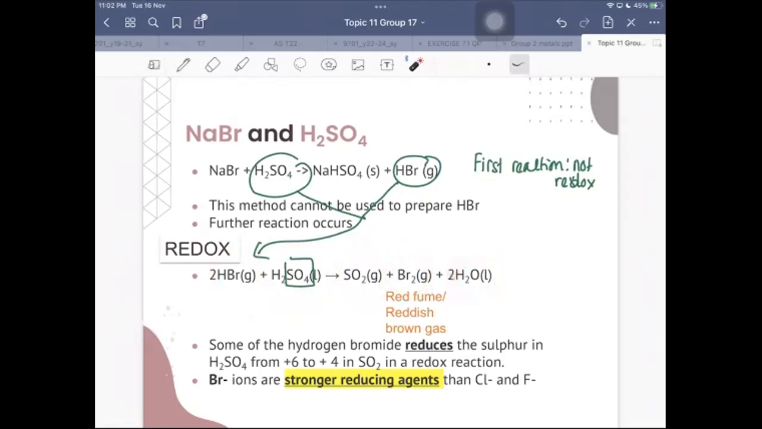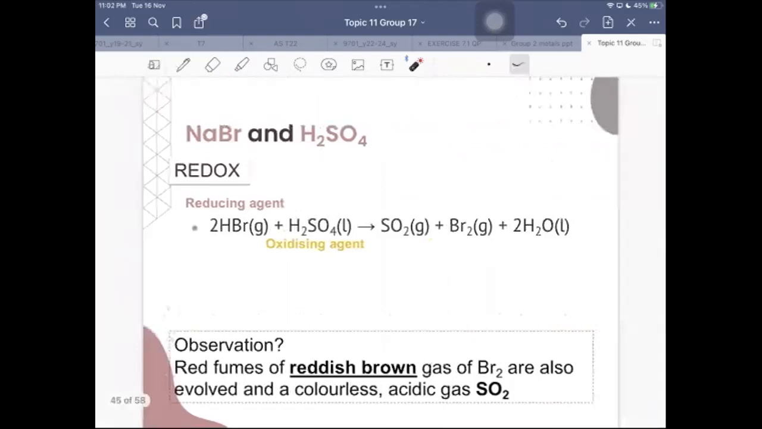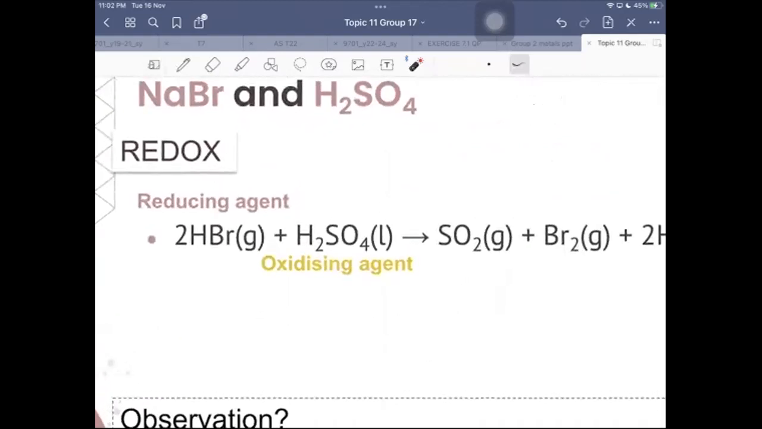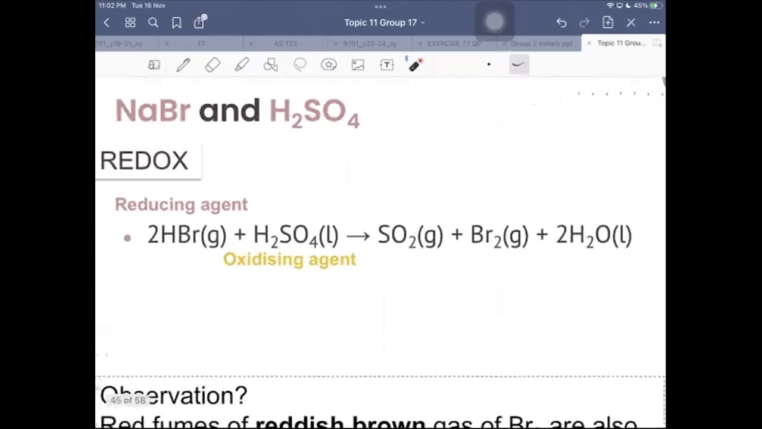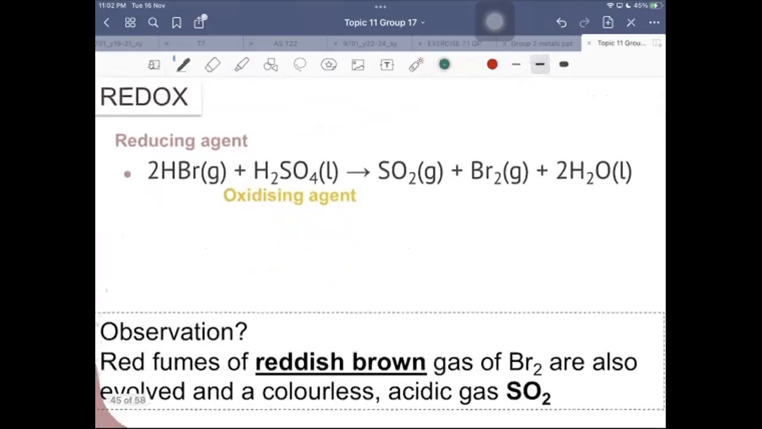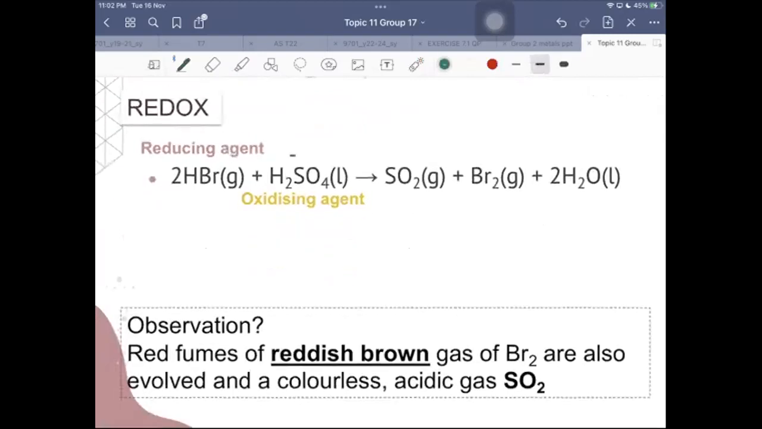H2O is colorless. Okay, I'll move on to the next slide. In this case, your hydrogen bromide gas is acting as a reducing agent, and the sulfur in the sulfuric acid is acting as an oxidizing agent. So sulfur, which has an oxidation number of +6, will be reduced to sulfur with an oxidation number of +4. So here is a reduction process.